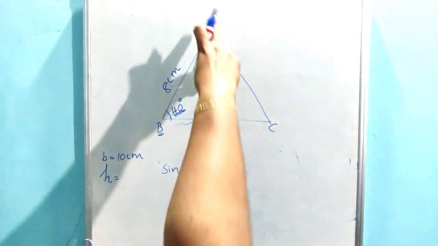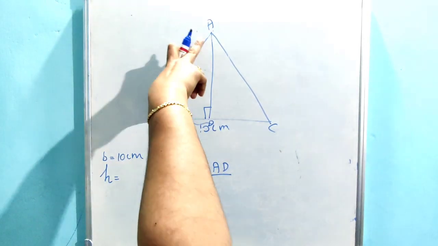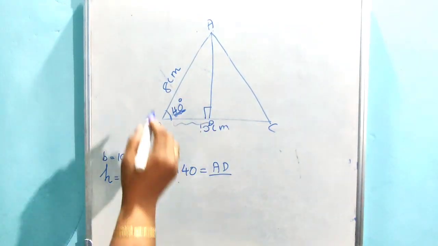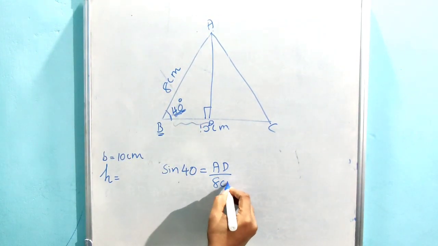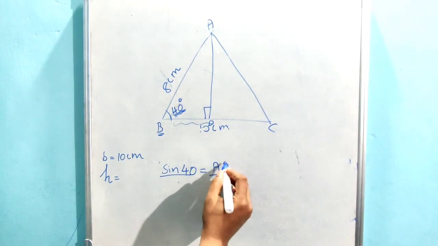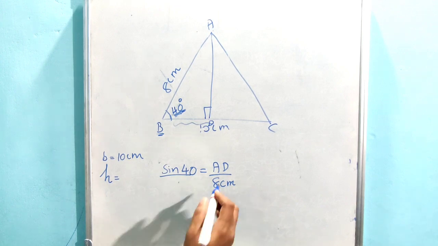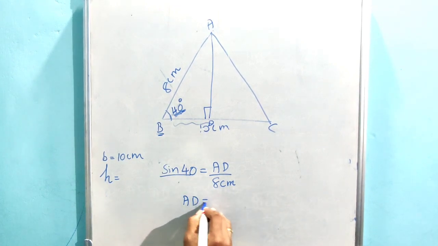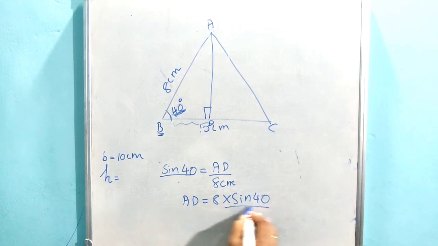What is the opposite side? Opposite side is AD. And what is the hypotenuse? Hypotenuse is equal to AB. What is AB? Length of AB is equal to 8 centimeter. So sine 40 is equal to AD by 8 centimeter. Then what is AD? AD is equal to 8 into sine 40. So we have the perpendicular distance, that is 8 into sine 40.